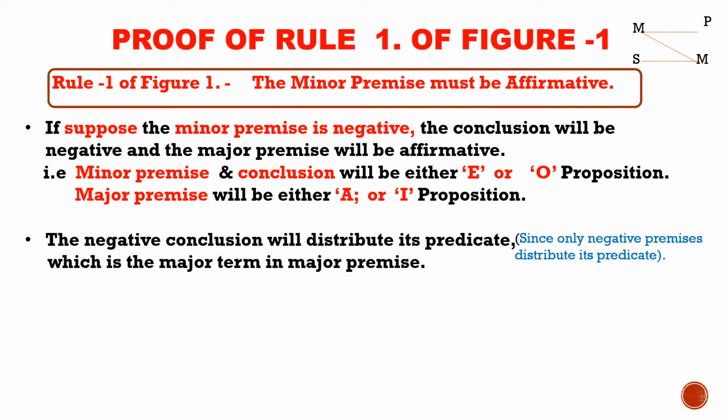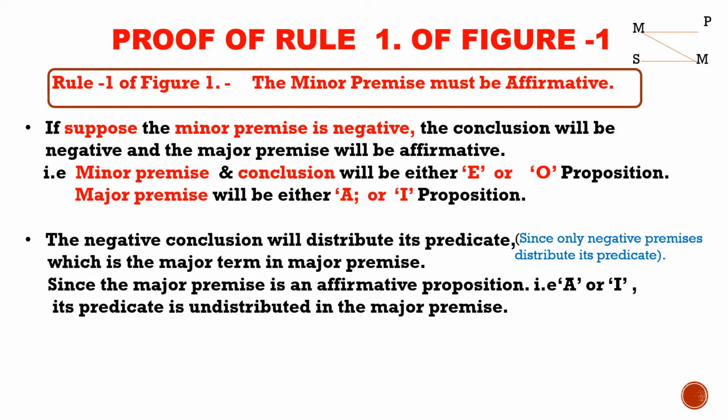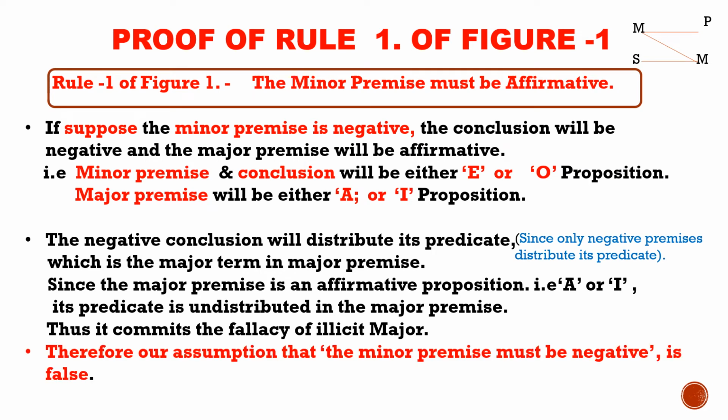Since the major premise is an affirmative proposition, that is A or I, its predicate is undistributed in the major premise. So this argument will commit the fallacy of illicit major. Thus, our assumption that the minor premise must be negative is false, and rule 1 of figure 1, that is, the minor premise must be affirmative, is proved to be true.